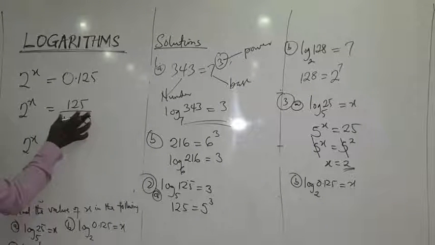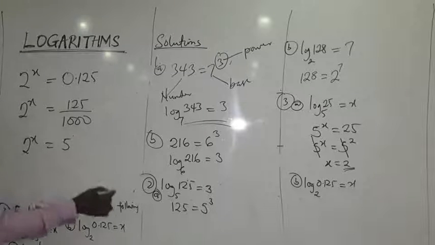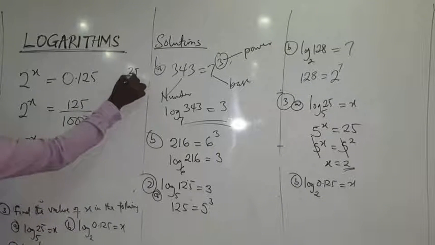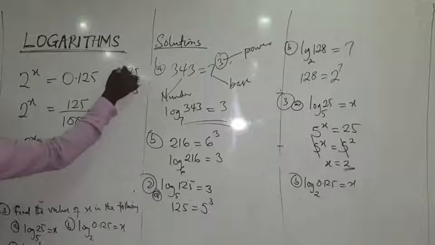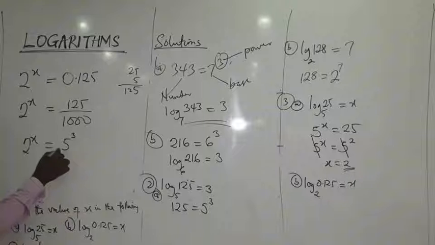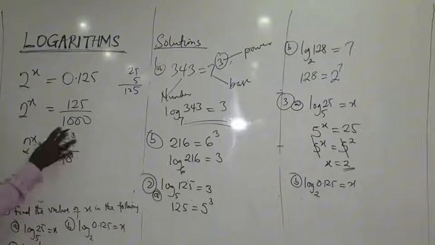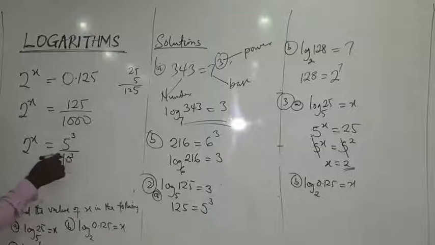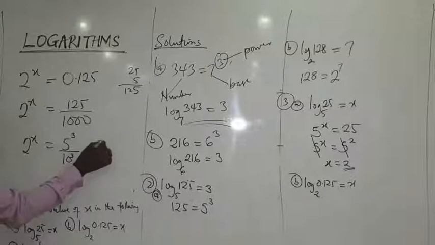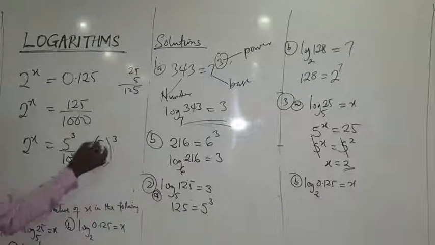To the same indices. So in that case, we have 5 raised by what? 3. 5 times 5 is 25, 25 times 5 is what? 125. So that means 5 raised by 3 over 1000, which is 10 raised by what? 3. So everything together, we can have 5 over 10, everything raised by 3.